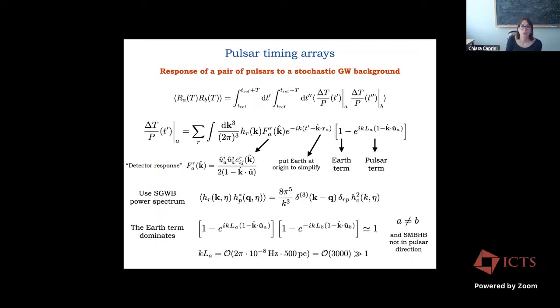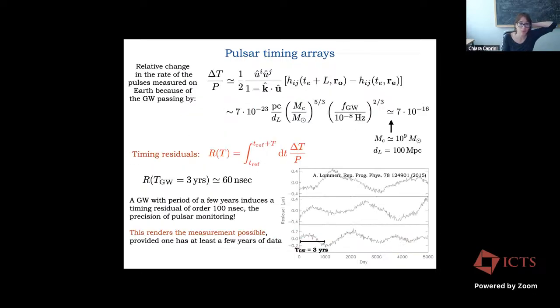So let's see now this cross correlation, and this gives then the response of a pair of pulsars. Here, for simplicity, I just put two pulsars, pulsar A and pulsar B, to a stochastic gravitational wave background. So here I take the timing residual, which is our observable here. So the timing residual for pulsar A and the timing residual for pulsar B.